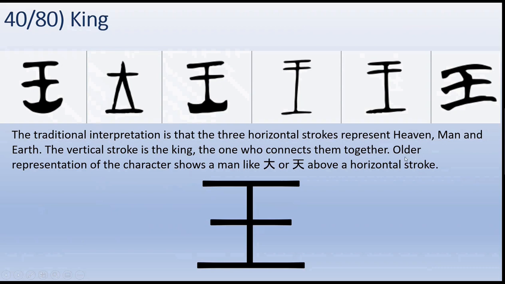In the older representation of the character, like this one, it shows a man or a great man, or even it can represent a heaven or the sky, which is above a horizontal stroke. So this is the horizontal stroke. So in this way, this represents a king. So this is the interpretation.